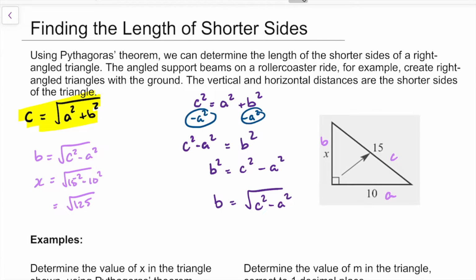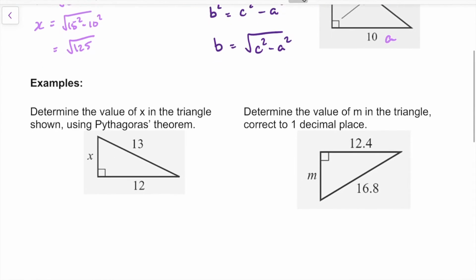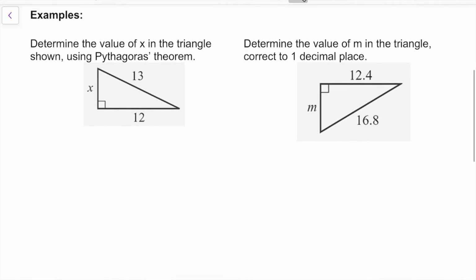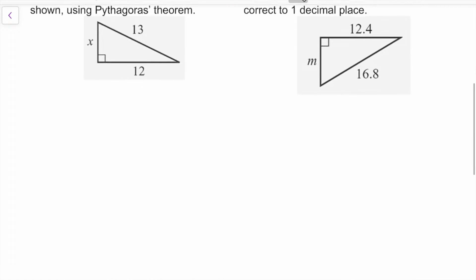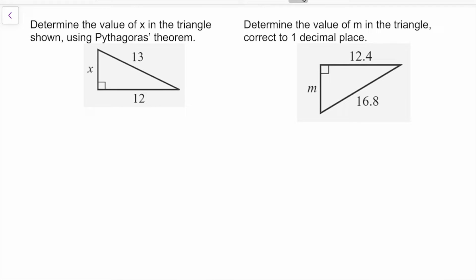Now we can break that down further, find our decimal, all that sort of stuff, but we're not going to do that today. Let's look at some examples of this now. We've only got the two examples again, just like yesterday. Let's get into it. So we have our first example there.